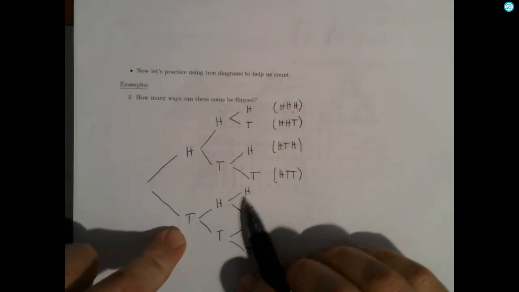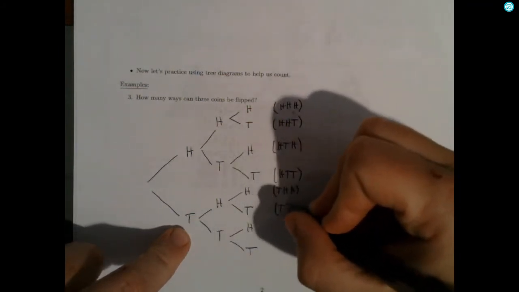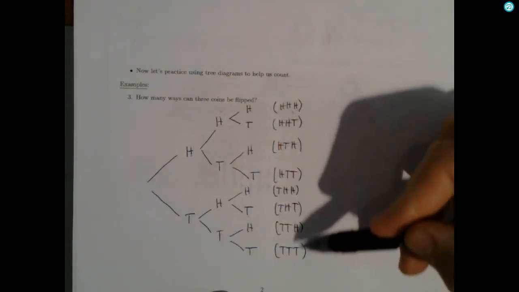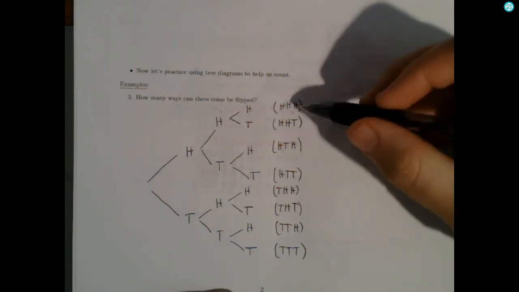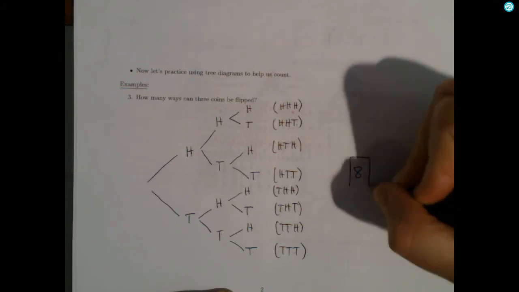This one is tails, heads, heads. Tails, heads, tails. Tails, tails, heads. And tails, tails, tails. Okay, those are all of the possible outcomes, the number of ways that you can flip 3 coins. And you can see that they are all distinct. So what's the answer? 1, 2, 3, 4, 5, 6, 7, 8. So 8 is the answer.